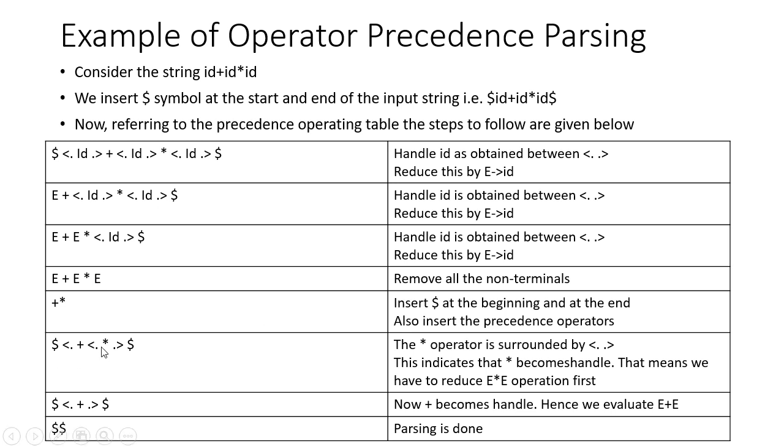When we do E into E first, we reduce this, we remove this, and then we are left with only plus. Again we are left with dollar less than plus greater than dollar. So the final thing is the plus is to be processed, so we process E plus E, and finally once it's processed we get dollar dollar, that means parsing is done. This is how operator precedence parsing works.